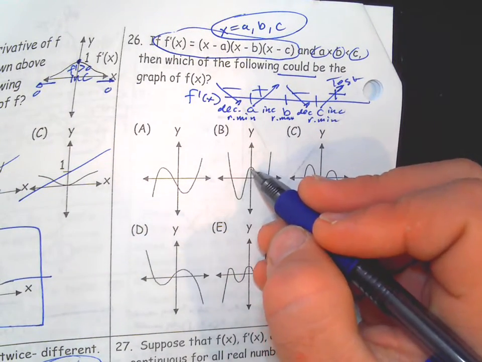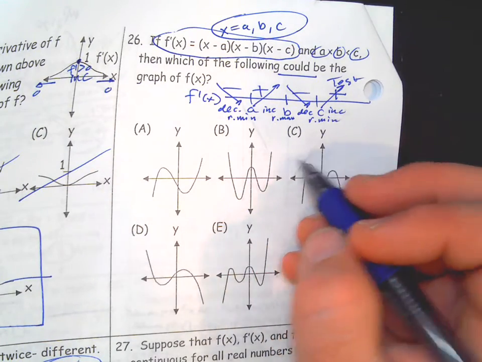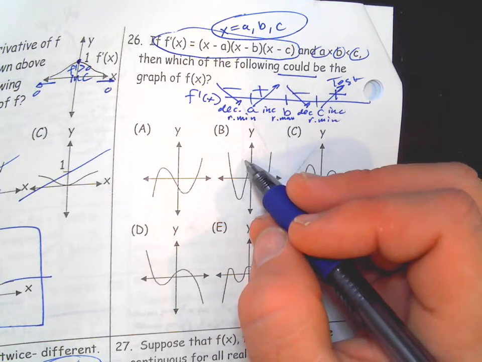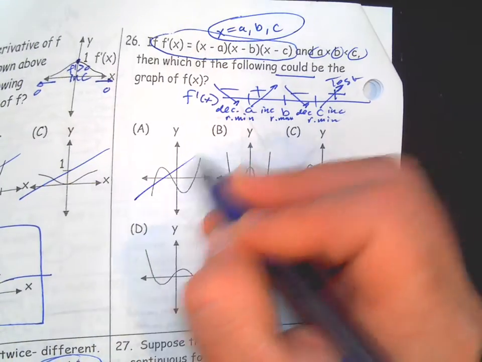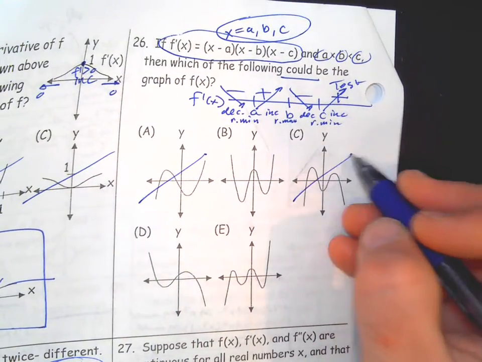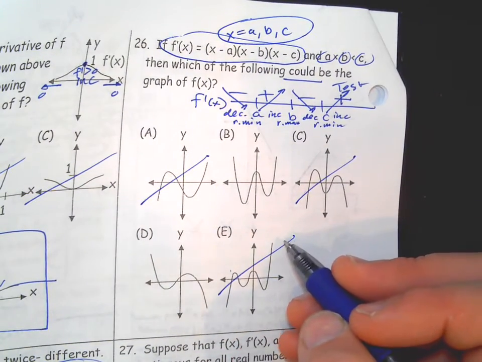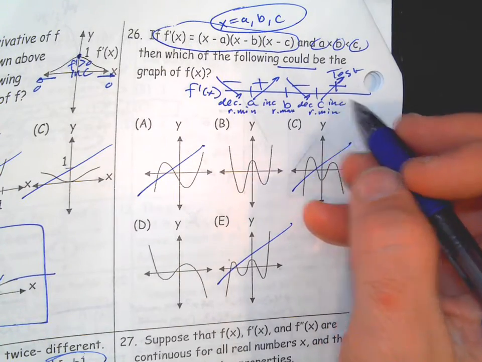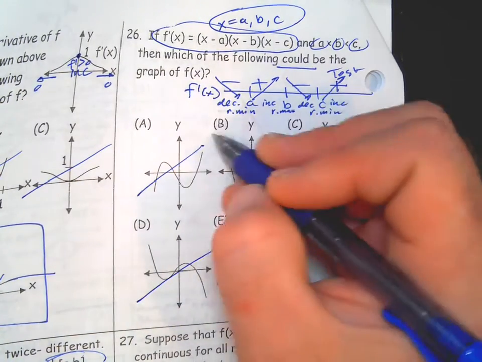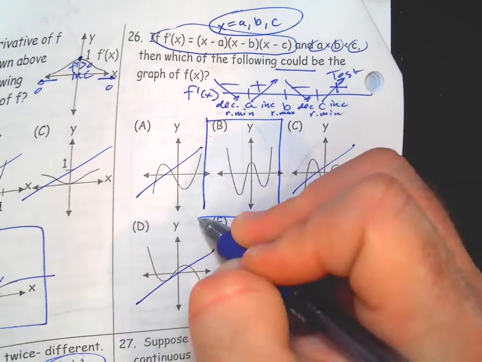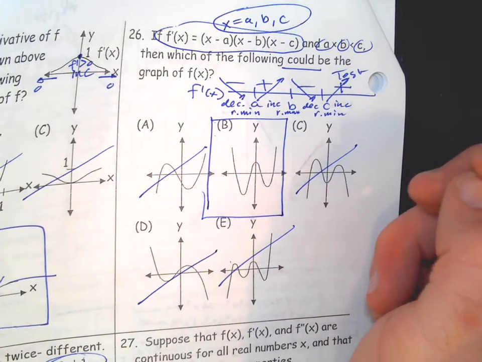Down, up, down, up. This one kind of seems right. It's got to go down first. So that one's going up first. That one's going up first. That one's going up first. It's got to go up on the end. On the right side, this one's going down. That's the best fit, answer B. A little line check helped.